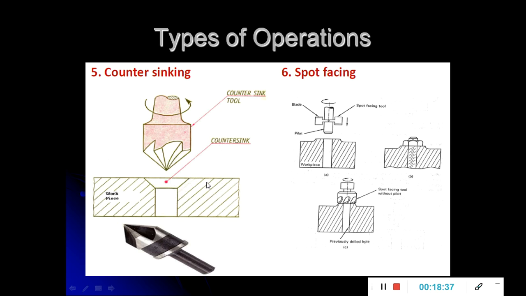Similarly here, the workpiece is held securely in the machine vice. This is the already drilled hole, and this is known as a counter sink tool. So the counter sink tool is going to be inserted into the already drilled hole, and it will increase the diameter of the hole at the end of the workpiece through some extent to accommodate countersink headed bolts, or conical headed bolts. Now spot facing.